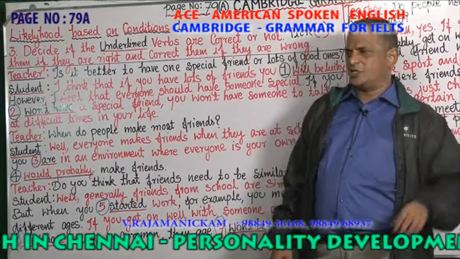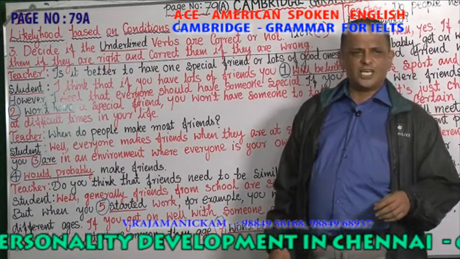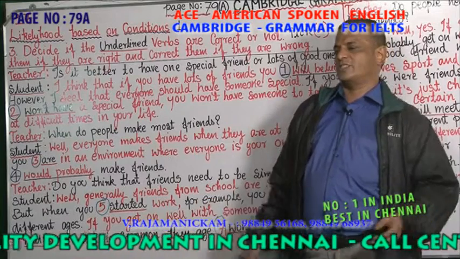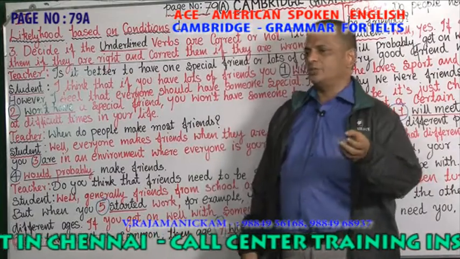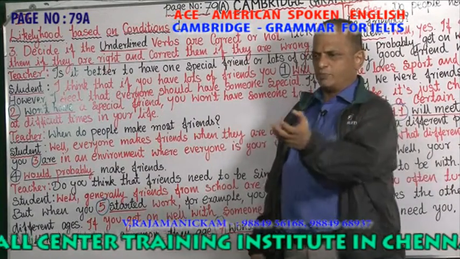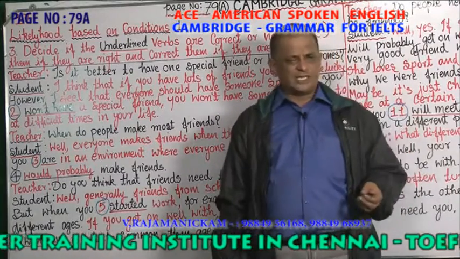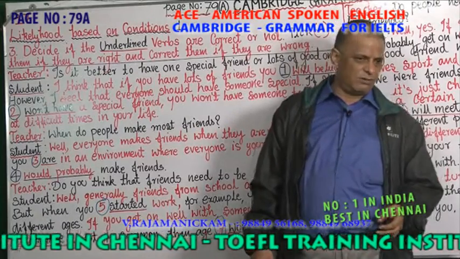Three conditions are there: zero condition, first condition, second condition. Zero condition is facts. If you heat the water to 100 degrees centigrade, the water boils, right? It's a fact. So if plus present tense, a conditional sentence and a resultant sentence. It is called zero condition.